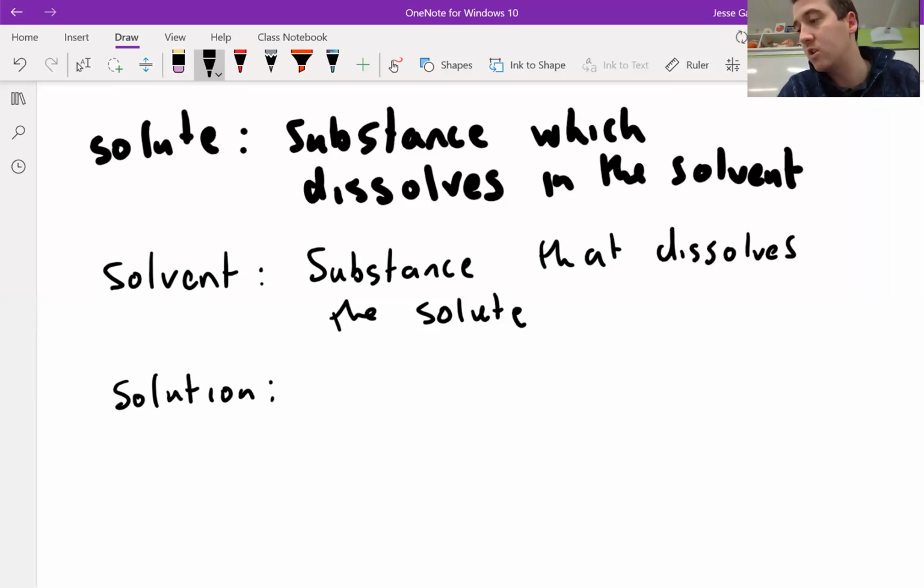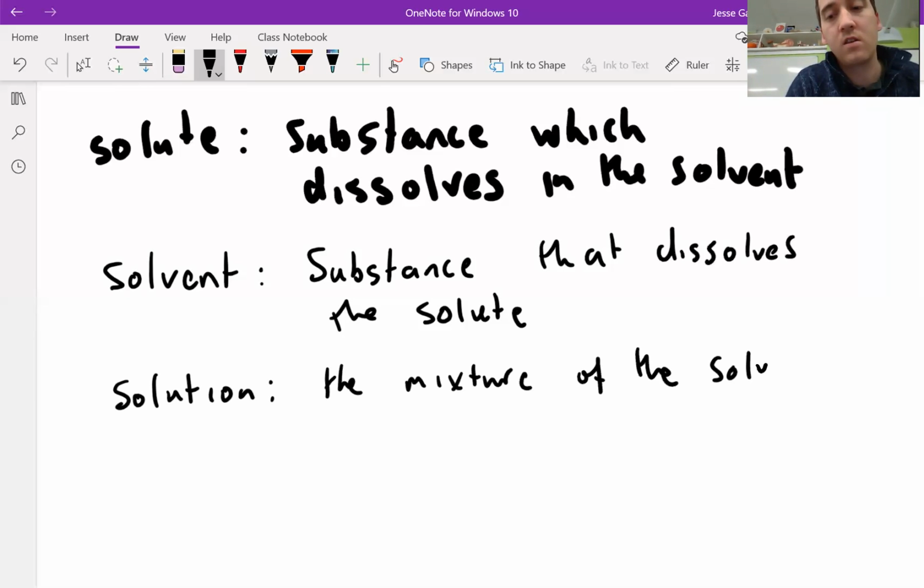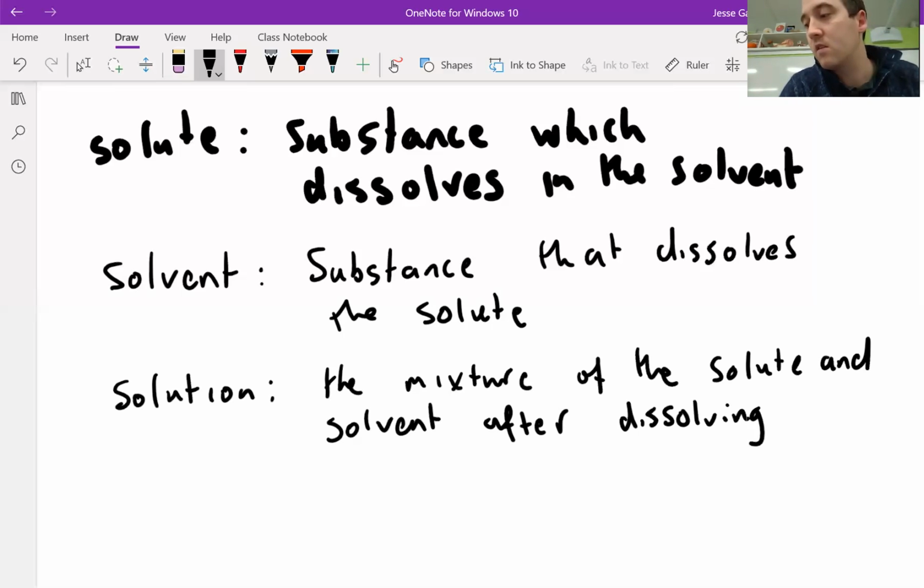Next one, what is a solution? On 3, speak your answer. Okay, you should have said it's the mixture of the solute and solvent after dissolving. It's the solute and the solvent after dissolving. So dissolving is the process that makes a solution.